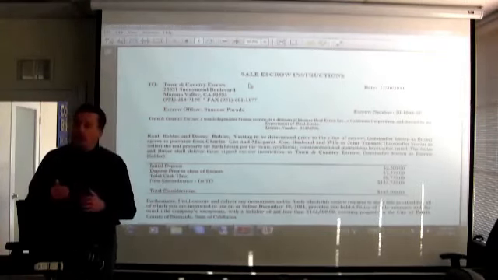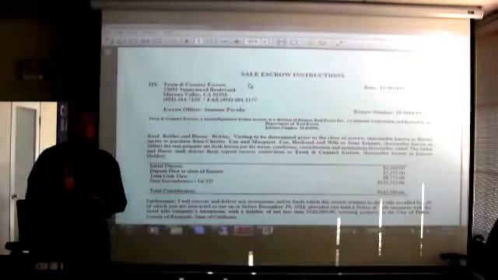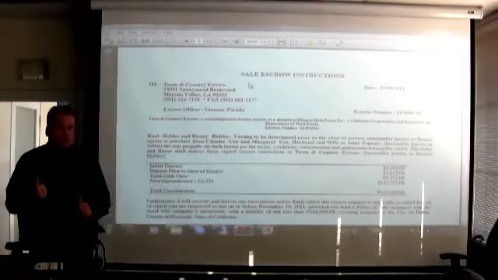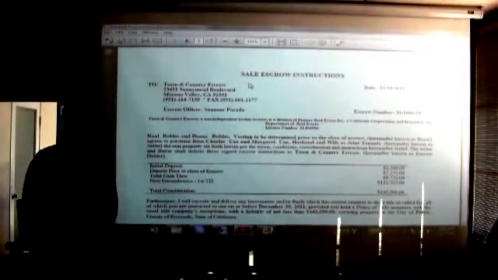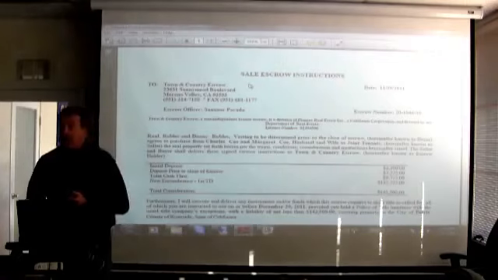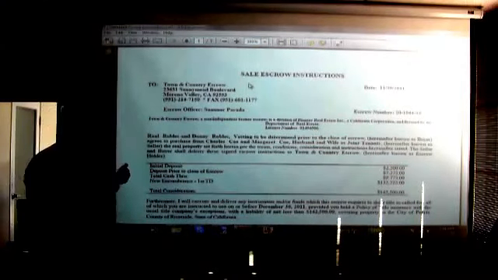It's just as important, and in many cases more important, for you to have a good, close working relationship with your escrow officer as it is with the other agent on the other side of the fence, okay? A good escrow officer will make you a lot of money. A bad escrow officer will lose you money, okay?